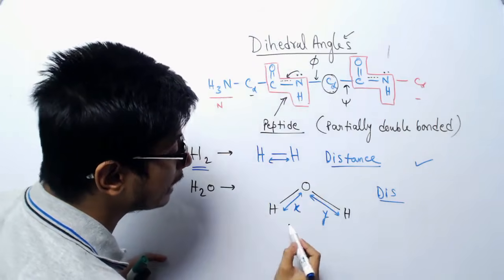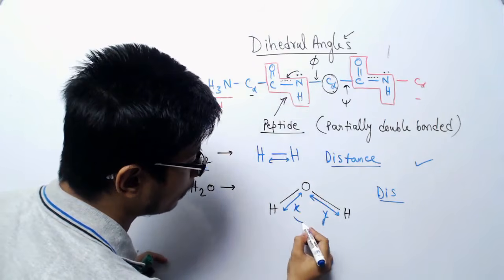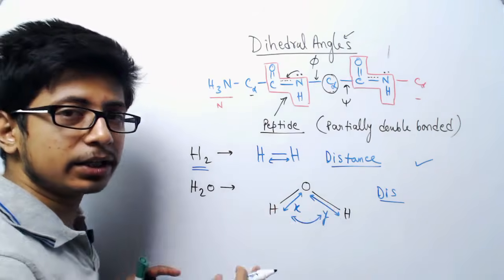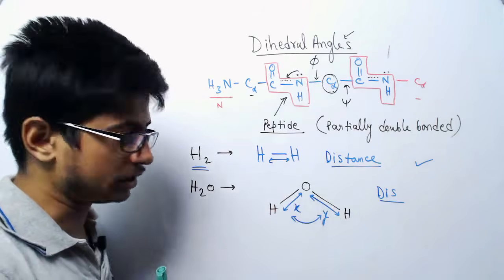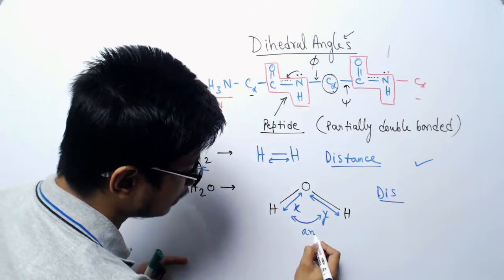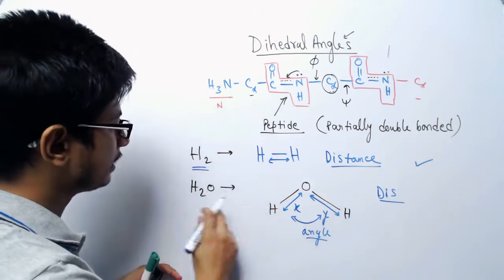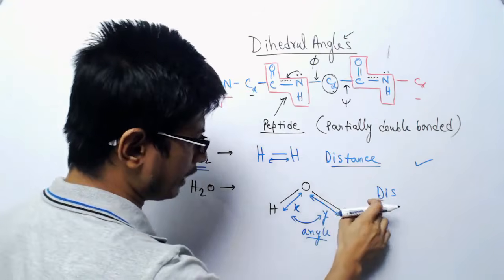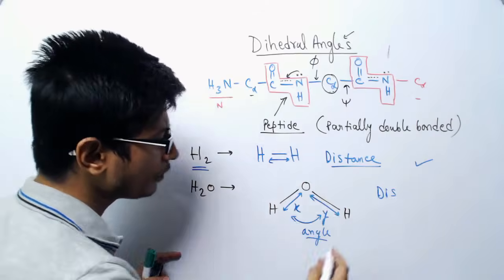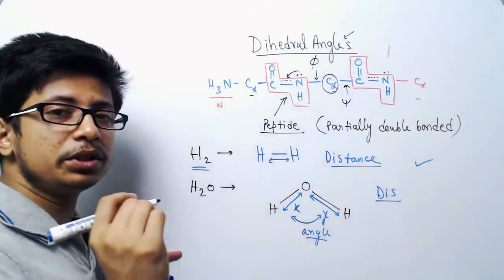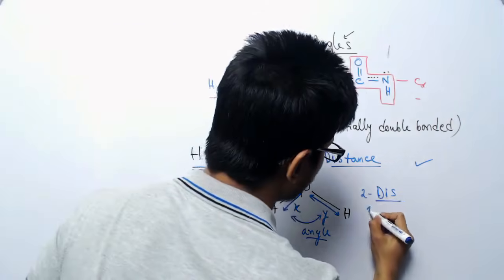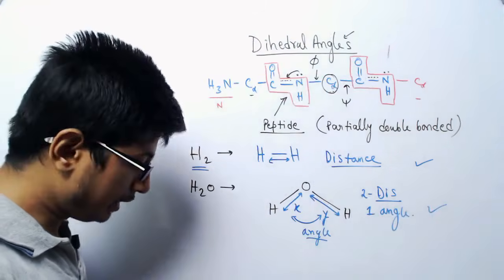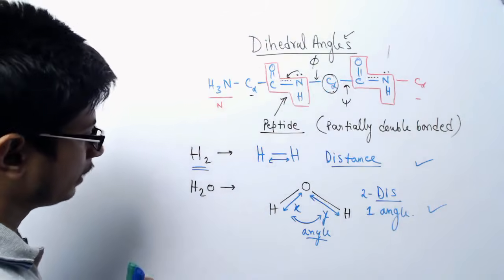In this case, you also need to talk about the angle between the 2 bonds of hydrogen linked with oxygen. So this angle is required. So for a 3-atom molecule, where 3 atoms are linked, you need to use 2 distances and 1 angle to get the geometry correct.